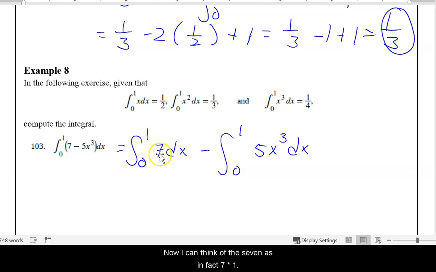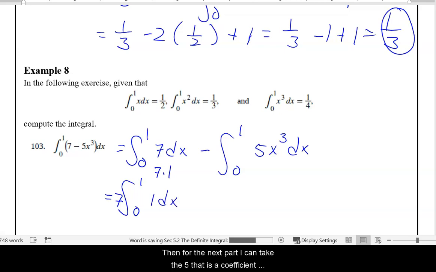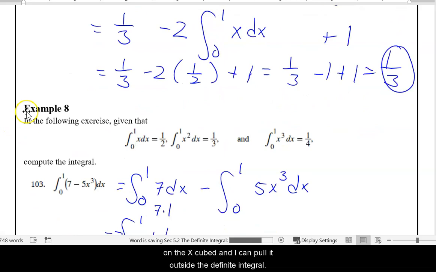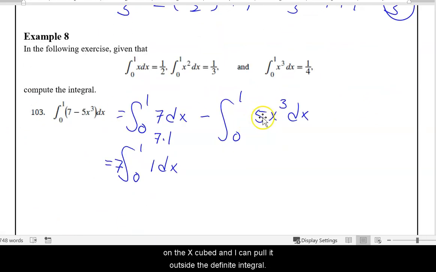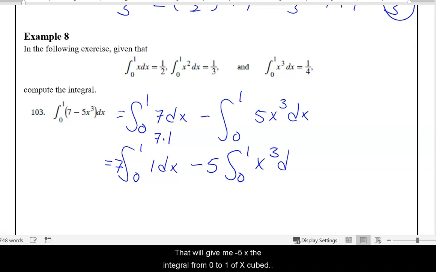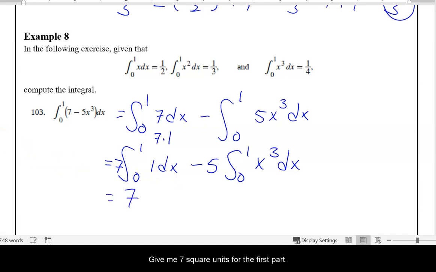Now I can think of the 7 as, in fact, 7 times 1. That will let me write 7 times the integral from 0 to 1 of 1 dx. Then, for the next part, I can take the 5, that is a coefficient on the x cubed, and I can pull it outside the definite integral. That will give me minus 5 times the integral from 0 to 1 of x cubed dx. Now I can use the known value that I found in the first example in this section of 1 to give me 7 square units for the first part.